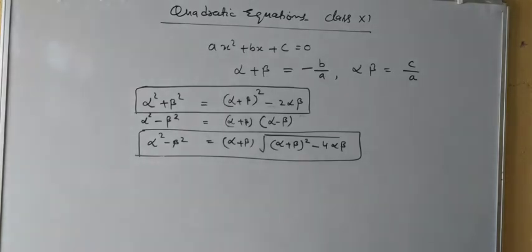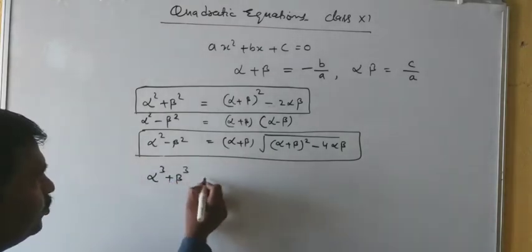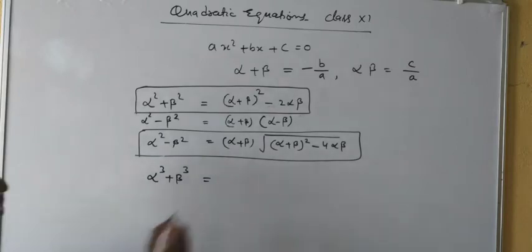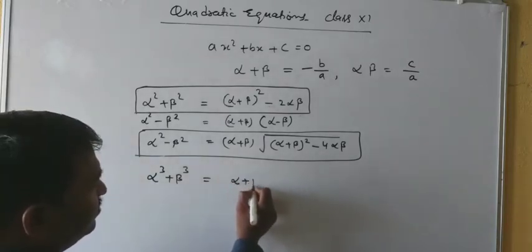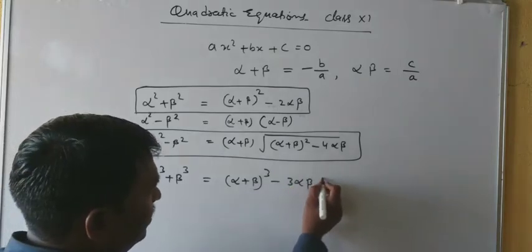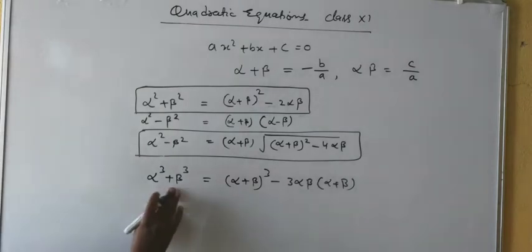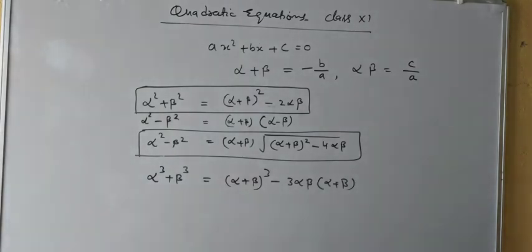Some more relations are alpha cube plus beta cube. Okay, so how will you do? Here alpha plus beta whole cube minus 3 alpha beta into alpha plus beta. You can find the value of this one by using this relation, right? In this way you can learn all other relations.